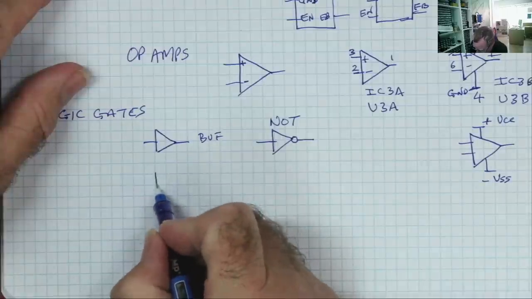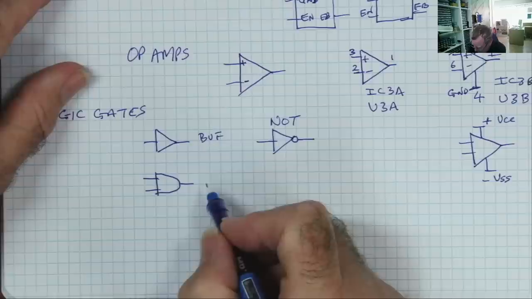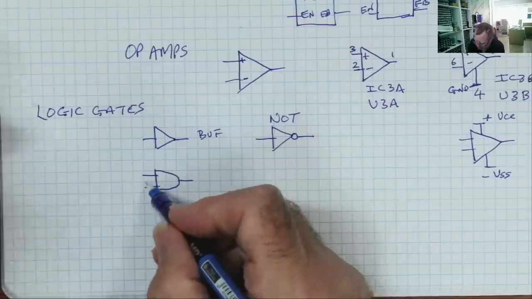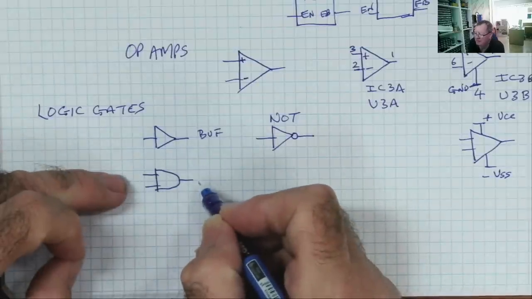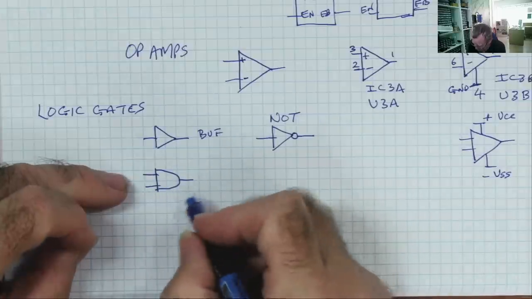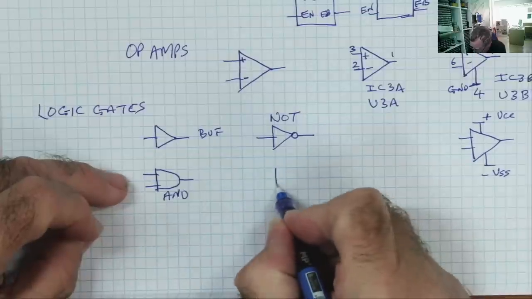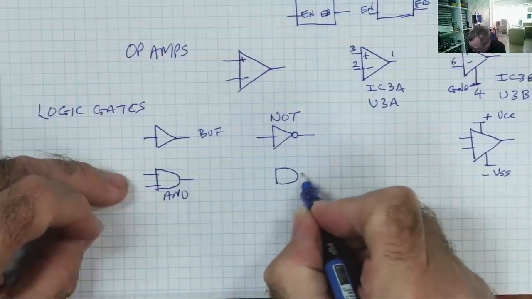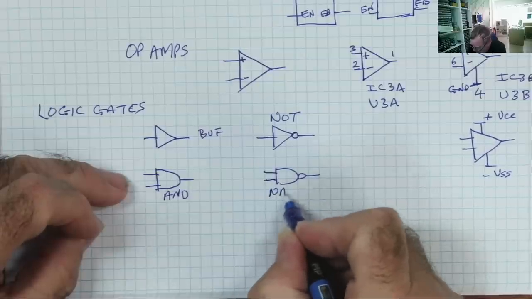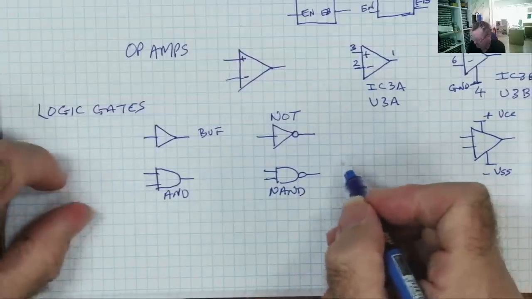Then we have AND gates. This is an AND gate. With the AND gate, basically you need to have a high voltage, say 5 volts, on both inputs, and you get 5 volts on the output. Otherwise, you'll have 0 on the output for all other combinations here. So that's an AND. I made a whole video about these, by the way. I will link it again at some point in this. This is a NAND, which is an inverted AND, NOT AND, NAND, okay?